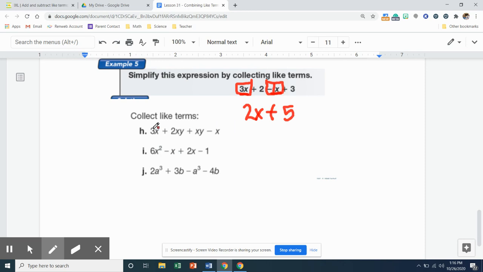All right, so let's look at the next one. 3x can't combine with xy, that's not identical. So here we have just an x and a 3x. So what is 3x minus x? 2x.